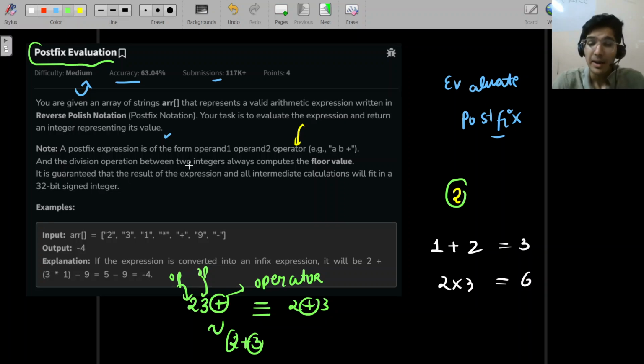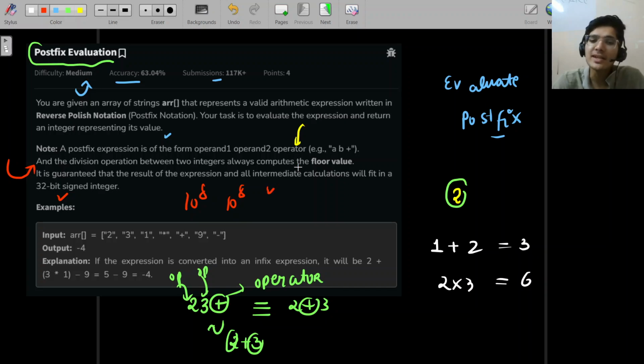But also one more thing: you have to read this statement carefully, because I read "postfix expression" and thought I know this, I can quickly code this. But sometimes the problem slightly changes, so you should be very careful about that. The division operation between two integers always computes the floor value. It is guaranteed that the result of the expression and all intermediate calculations will fit into a 32-bit signed integer. That's a very good thing they told us, so you don't need to worry. If you multiply, say, 10^8 into 10^8, it can go out of bounds, but they already specified it will be in the range of integers, so no need to worry about that.